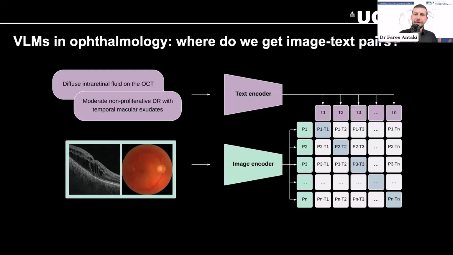But then this begs the question, where do we get image text pairs? In radiology, it is very commonplace, of course, it is the standard of care to write a report every time we obtain an image.